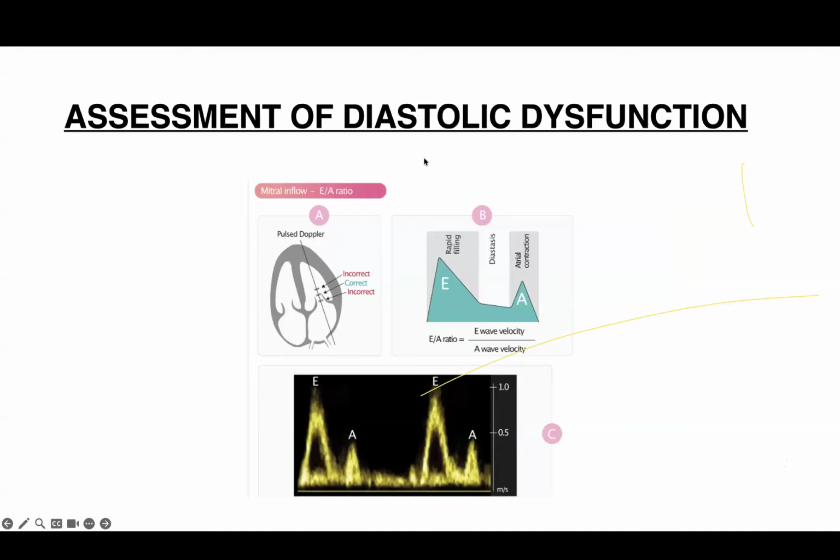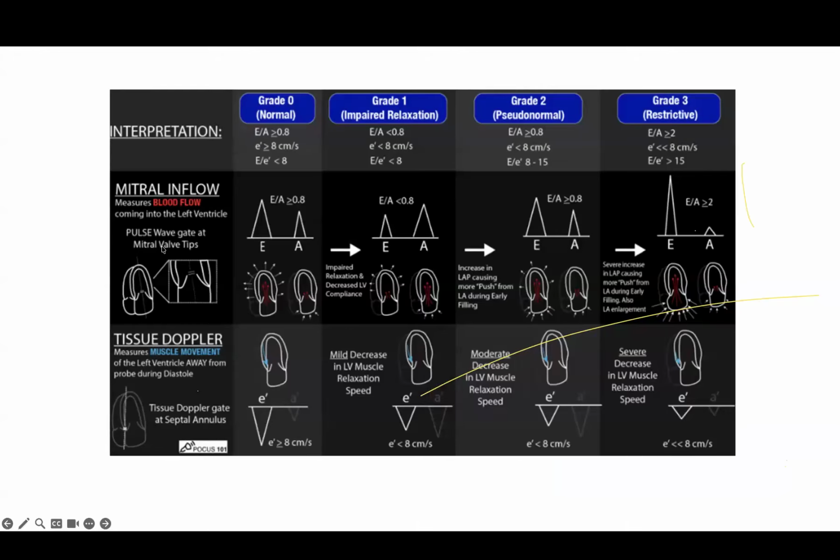Then for assessment of diastolic dysfunction, I'm not going to go into much detail, more question based. I think most of you know about it. You need to assess the mitral inflow and the tissue Doppler. Mitral inflow measures the blood flow coming to the left ventricle, and the pulse gate is placed at the mitral valve tips. So you can assess the early flow and the atrial contraction. Normally the E/A ratio should be more than 0.8.